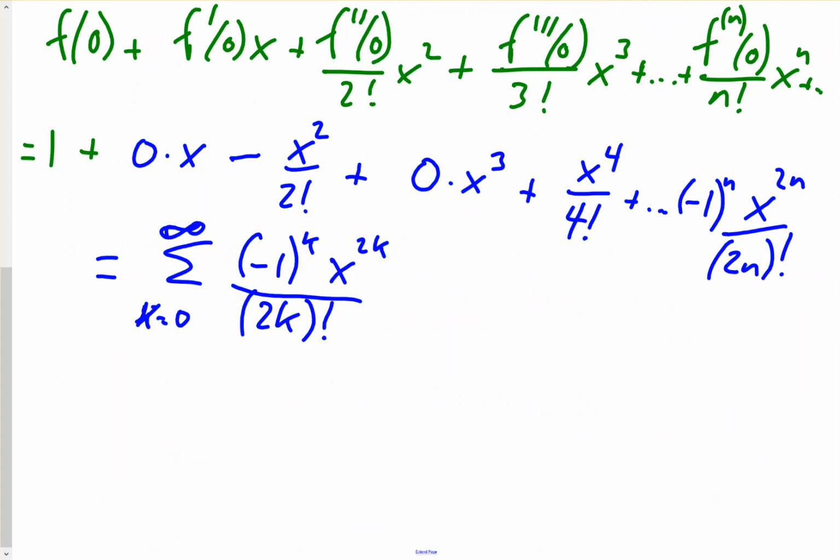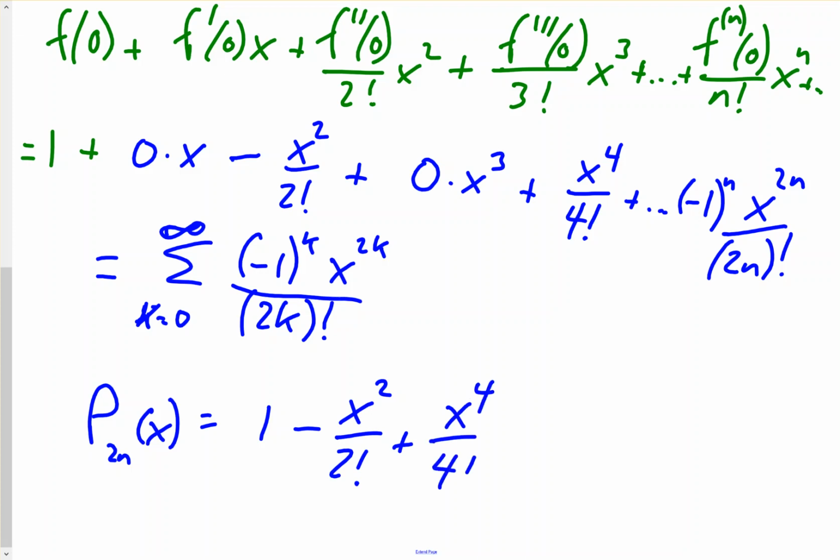And our polynomial will be equal to 1 minus x squared over 2 factorial plus x to the 4th over 4 factorial minus dot dot dot plus negative 1 to the n, and then x to the 2n over 2n factorial. Okay, so that would be it.